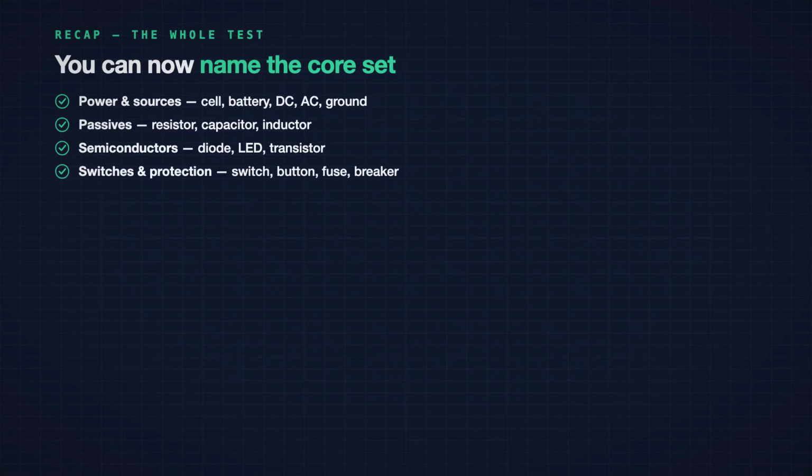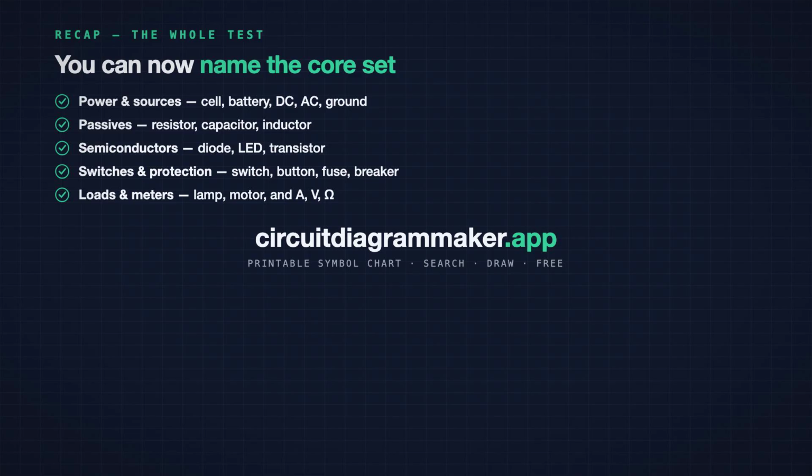What is this? A resistor. The zigzag that limits current. Question 2. This one? A capacitor. 2 parallel plates that store charge. Question 3. A diode.